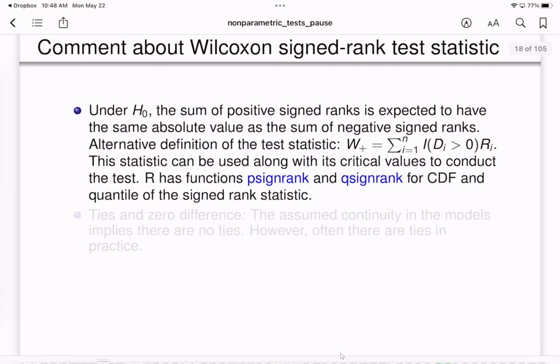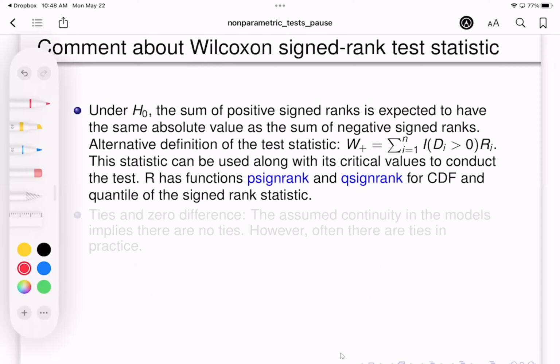In the case that we use the sum of these positive ranks, R has the d, p, q, r functions for the signrank distribution. This is the distribution in R, signrank. And if you use p, it will give us the probability of up to that value. And q of signrank will give us the quantile of this statistic. So that's for the sum of positive ranks.